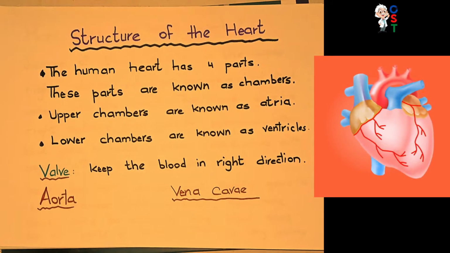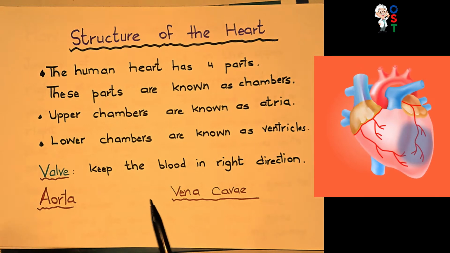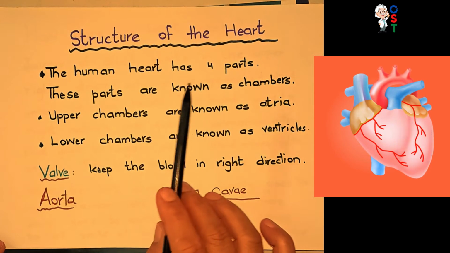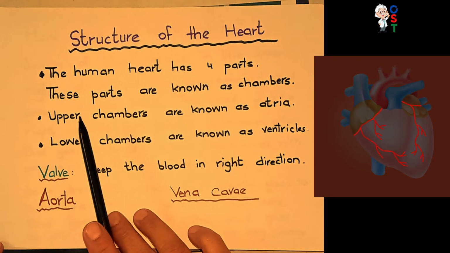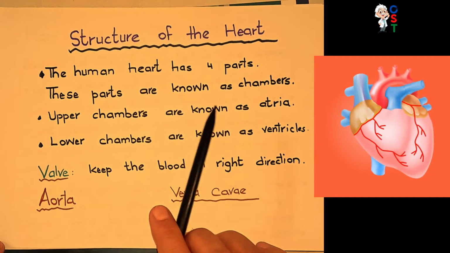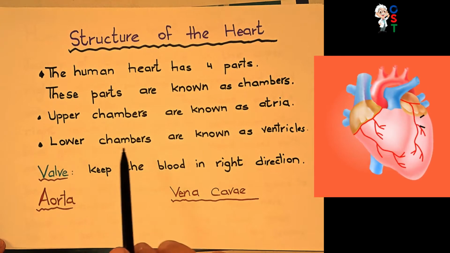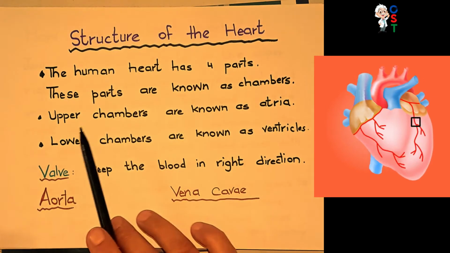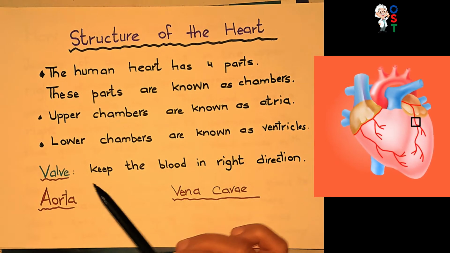In the previous lesson we discussed the size, shape, location and function of the heart. In this lesson we are going to discuss the structure of the heart. The human heart has 4 parts, and these parts are known as chambers: 2 upper chambers and 2 lower chambers. When I say upper, it means the above side, and when I say lower, it means the bottom side.